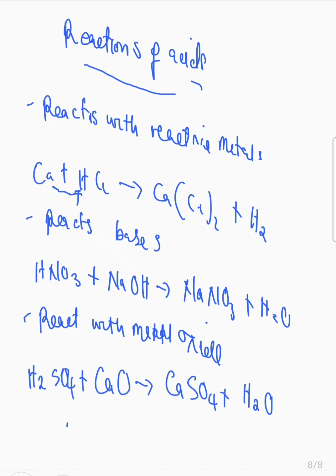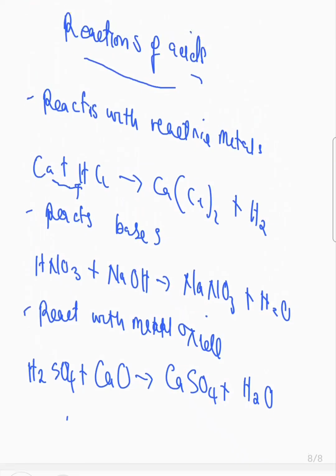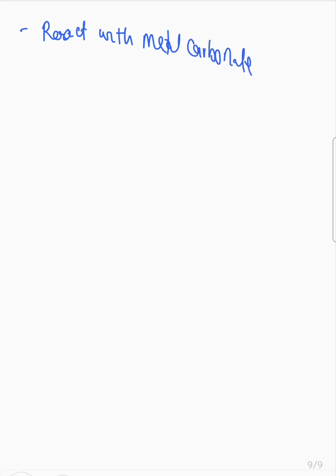Then last but not the least, I'll end on the fourth reaction. Acids react with metal carbonates. What are the products when an acid reacts with a metal carbonate? We have a metal salt. So we're going to have a salt product. Then we have water. We also have carbon dioxide gas, the CO2.